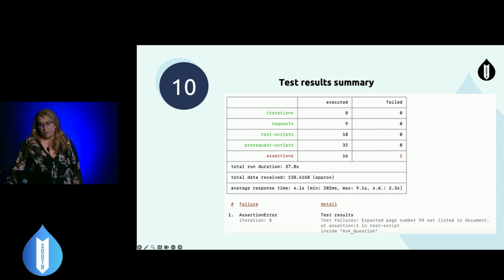The final results in Newman are summarised in a table. It lists iterations, requests, test scripts, pre-request scripts, and assertions and statistics. In this sample of 8 tests, it took under 40 seconds to run with an average response time of 4.1 seconds.